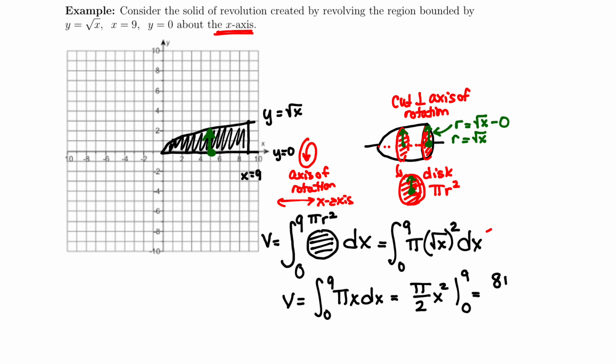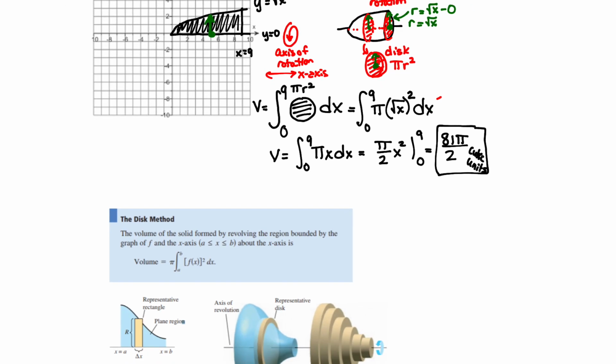So, are you guys getting 81 pi over 2 cubic units? See if you're getting what I'm getting on this. 81 pi over 2 cubic units. If I did that right, I might have done that wrong, but I'm going to slow down and stop and take questions. I will put this in your notes, because I'm taping this for other people.